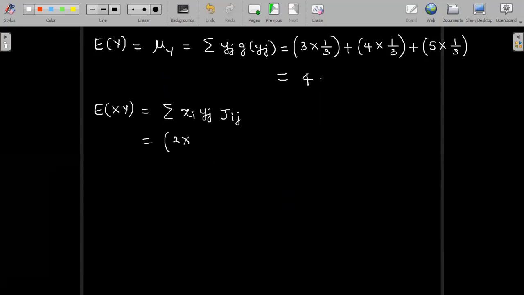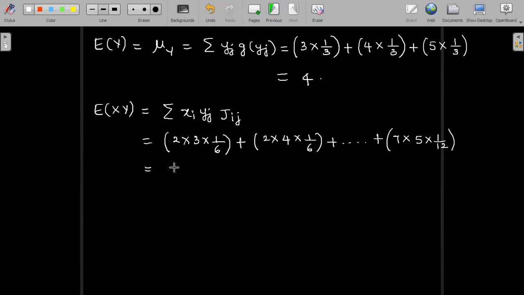So 2 into 3 into its respective probability is 1 by 6, plus 2 into 4 into the respective probability is 1 by 6, etc. I'll show the last value now. That is x is 7, y is 5, and its respective joint probability value is 1 by 12. So when we perform the sum, the answer is equal to 16.